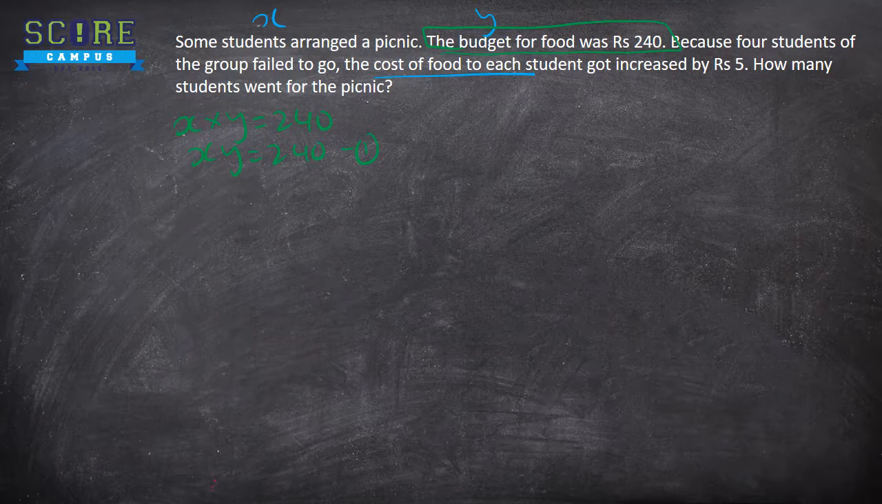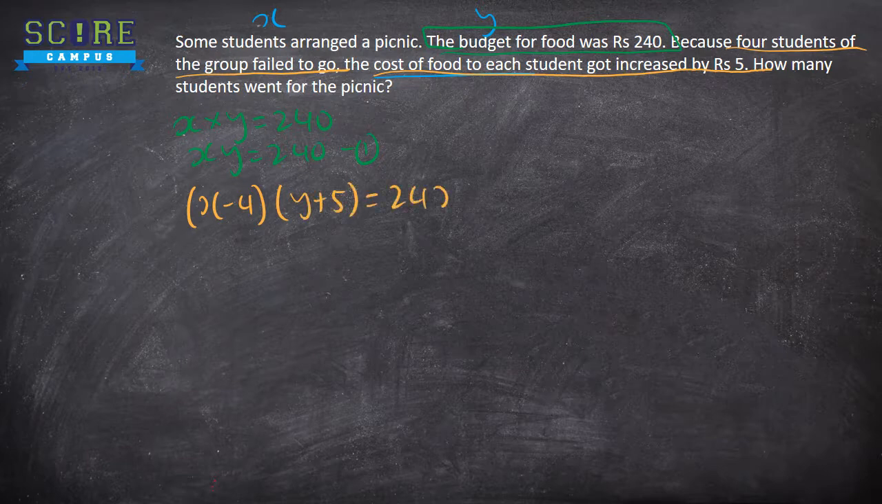Now, because I have got two unknowns, I need two equations. What's my second equation? Because four students failed to go, the cost of food increased by 5 rupees. So that's my next equation. (x minus 4) times (y plus 5) equals 240, right? Because 4 students failed to go, the cost of food per student increased by 5 rupees, so you multiply them and you'll still get the total budget for food. Now let's expand this equation. This is equation 2.